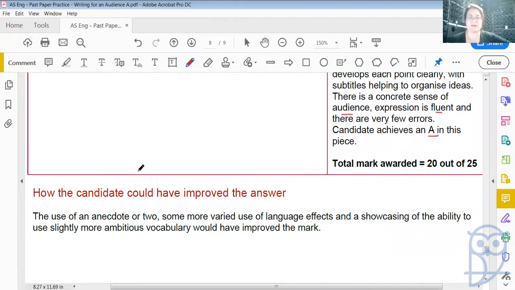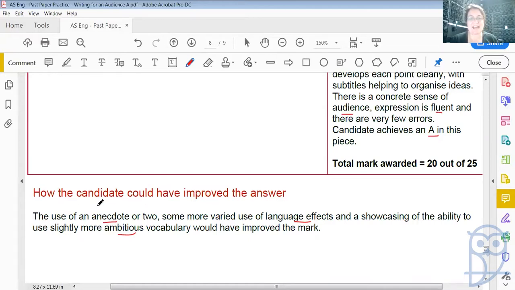Now, they're always trying to give advice on how the candidate could have improved the answer. And in this case, it said the use of an anecdote or two, some more varied use of language effects, so perhaps some similes, metaphors, onomatopoeia, etc. And a showcasing of the ability to use slightly more ambitious vocabulary, so don't keep it too casual, would have improved the mark. You could argue that maybe with an older teenage audience, you don't want to use too ambitious a vocabulary, but perhaps when you're giving advice and you want to sound credible, you do want to have a bit of vocabulary that gives your writing a more solidified and serious kind of feel, okay? So that it comes across in a more believable way.